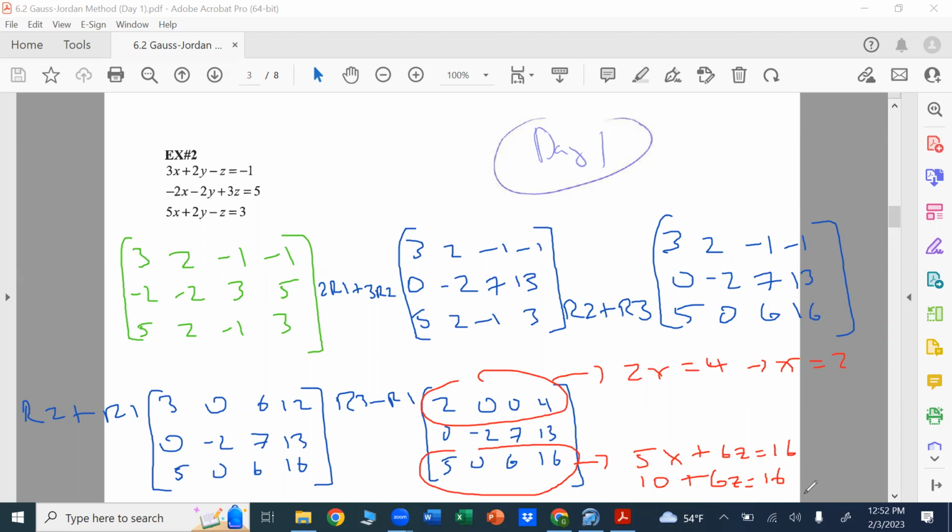So then z should be 1. You solve that one. And then lastly, negative 2y plus 7z, or 7 times 1, equals 13. So y is going to be negative 3, I think. Negative 3, right, right. And let me use my little program here.